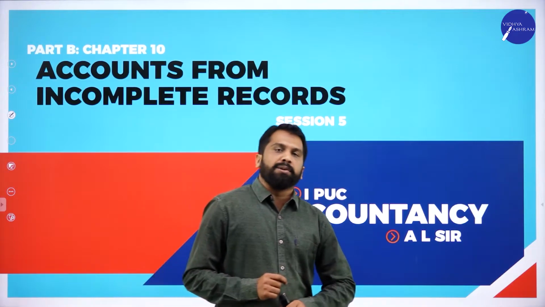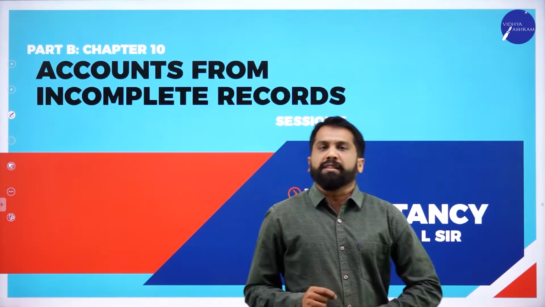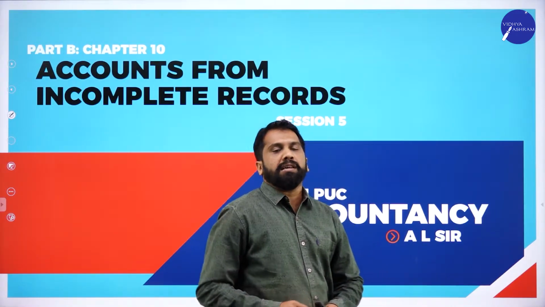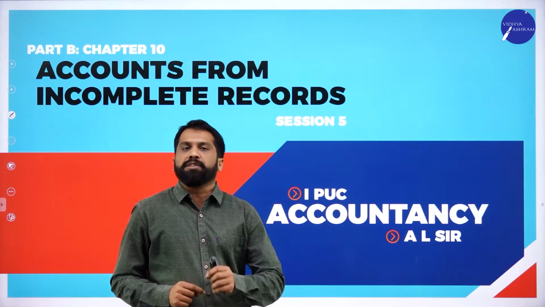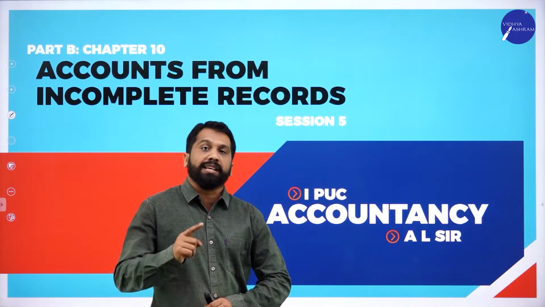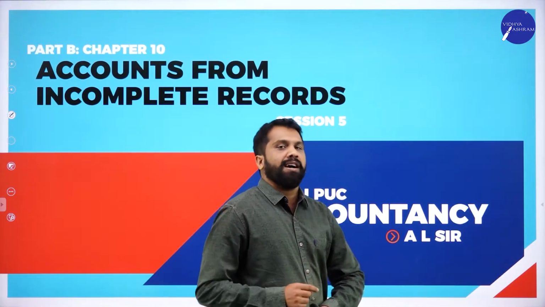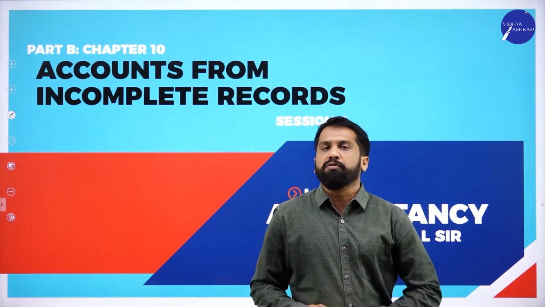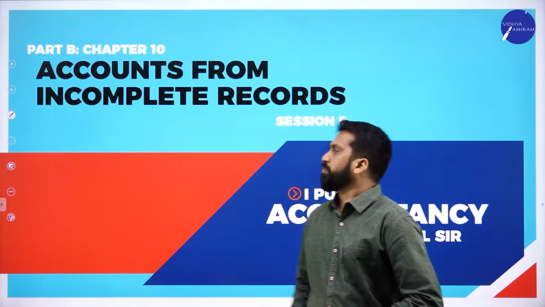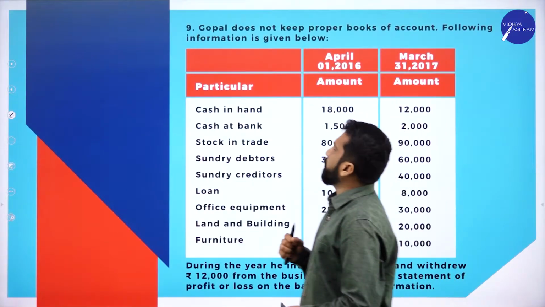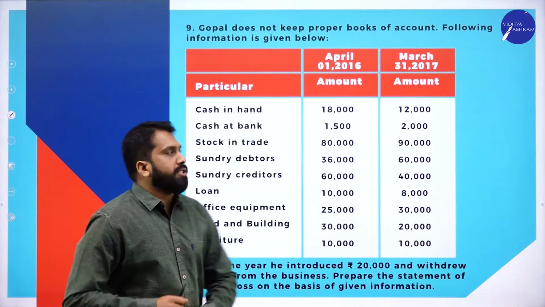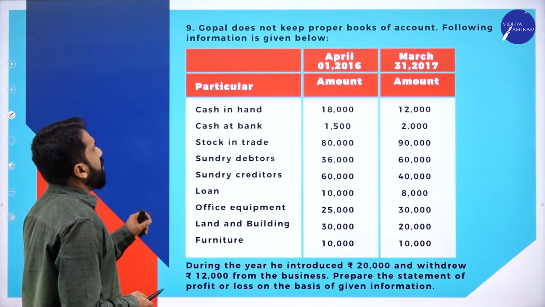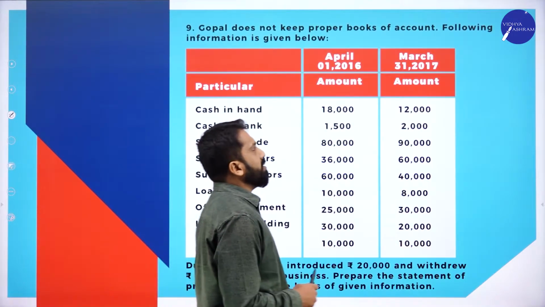Before doing profit and loss account, what you need is closing capital. If closing capital information is not there in the question, then you have to prepare statement of affairs. Everything we will discuss in today's session. We'll move to the first problem. First one, Gopal. Gopal does not keep proper books of accounts. The following information is given below.